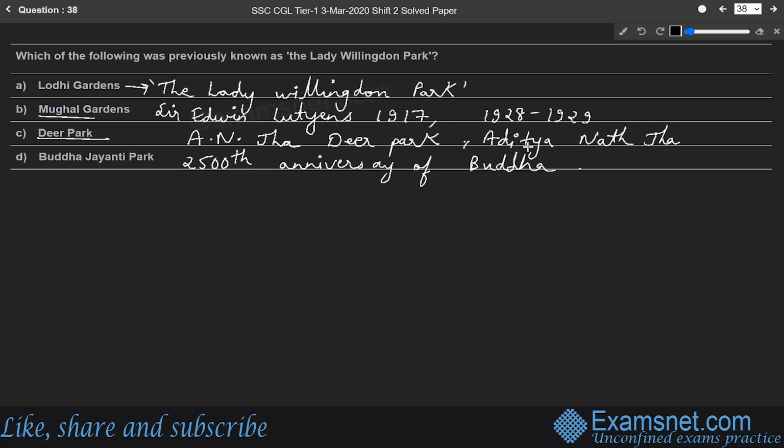So for this question, the correct option is Lodhi Gardens, which was first known as the Lady Wellington Park. And after India gained independence from British, it was then changed to Lodhi Gardens. So the correct option for this question is option A.